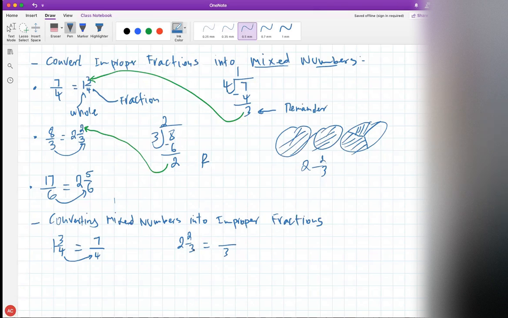These 2 here times this 3, 2 times 3. That's right. Let me write it down actually. So 2 times 3. So the whole number times the denominator plus the numerator. Correct. So this is 2 here.